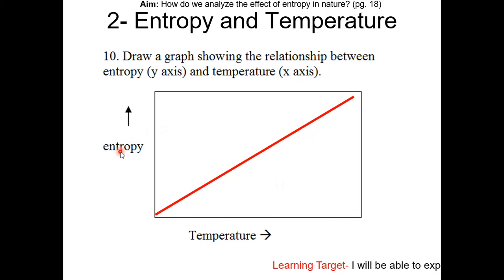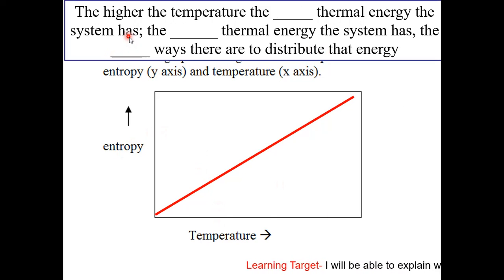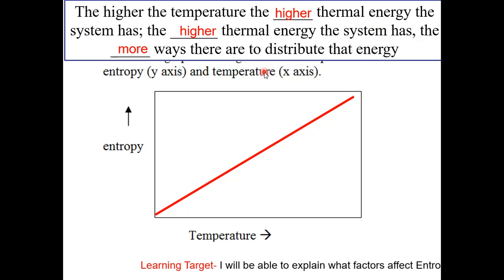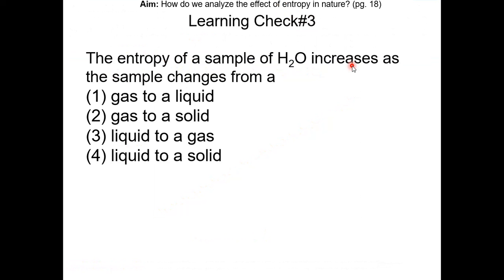Here's a graph of entropy versus temperature. The higher the temperature, the higher the thermal energy the system has. The higher the thermal energy the system has, the more ways there are to distribute the energy. That's why when temperature increases, entropy increases as well.